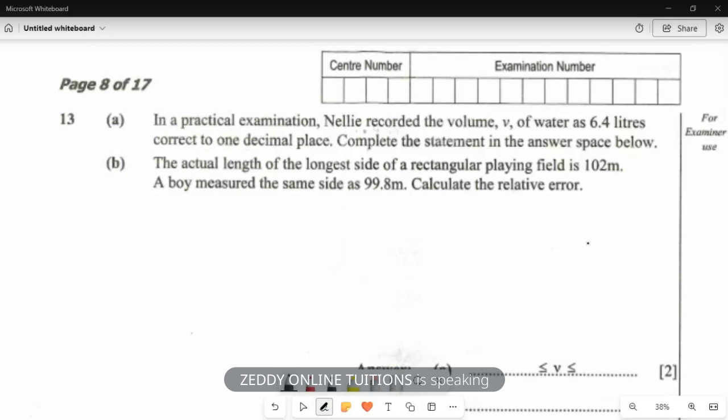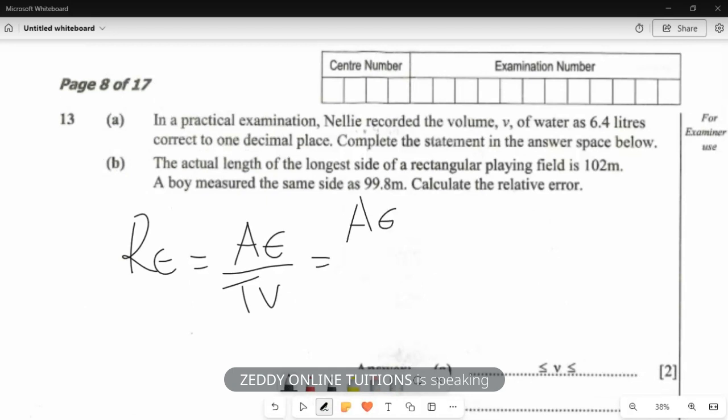So now let's go and find the relative error of this one. The actual length of the longest side of a rectangular playing field is 102 meters. A boy measured the same side as 99.8 meters. Calculate the relative error. A relative error is given by the absolute error over the true value. So now let's calculate the absolute error, because we've got the true value here. Absolute error is equal to the recorded value minus the true value.